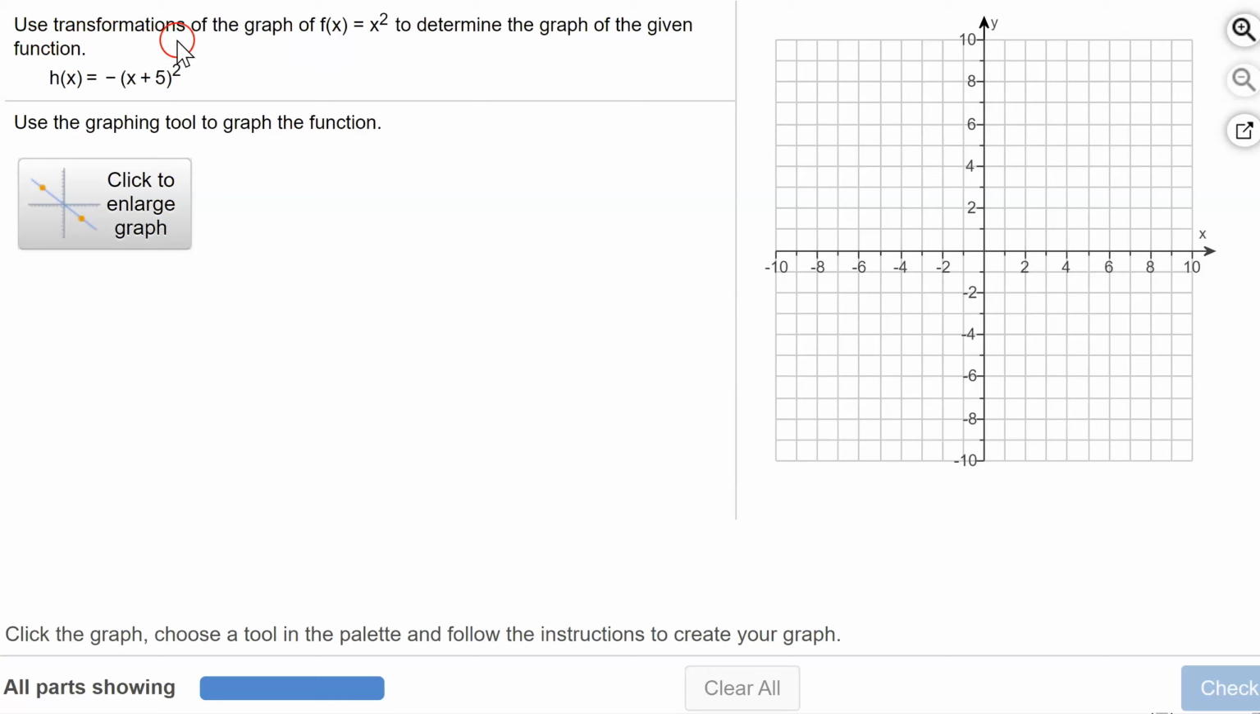In this video, we're going to use transformations of the graph of f of x equals x squared to determine the graph of the given function h of x equals the negative quantity x plus 5 all squared. Well, before I draw the graph, I need to go to some scratch paper, so let me change screens.